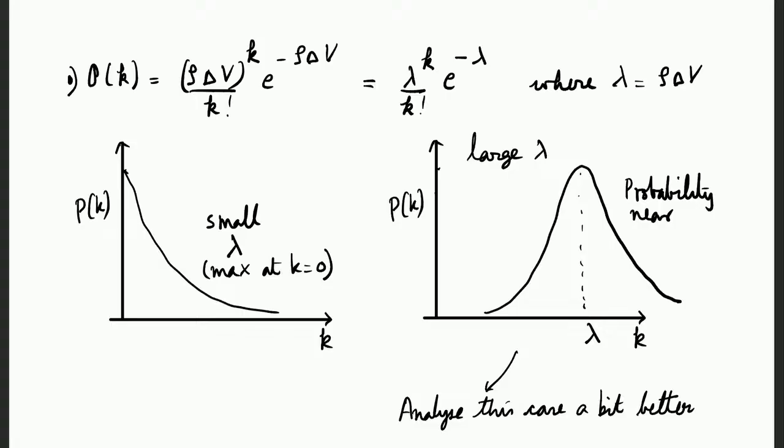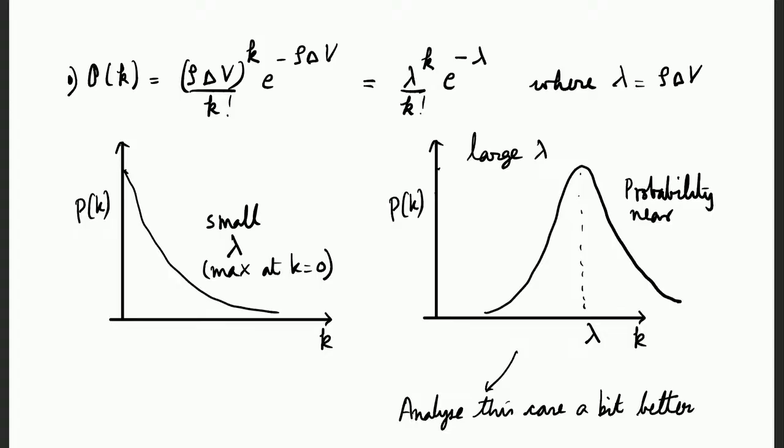Now, the typical value and the average value will turn out to be the same, but the distribution looks very different from here. This is just taking the Poisson distribution and looking at small, intermediate, and large lambda. In one of them, the maximum occurs at k equal to 0, in the other one it moves away, and in the third one it moves far away from 0 and peaks at lambda.